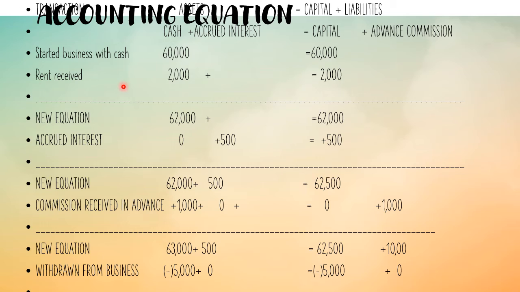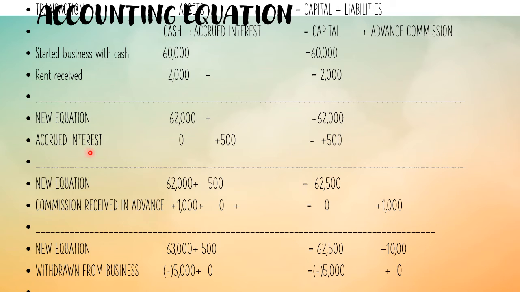Next is rent received. Rent received means we are receiving in cash. So what will be the effect? We'll add that to the cash and add that to the capital, because income is raising the capital. Okay. So here when we are receiving the income, what will be the effect? It will be added to cash and it will be added to the capital, because your profit will increase. So what is our new equation? 62,000 we are having cash and 62,000 we are having capital.